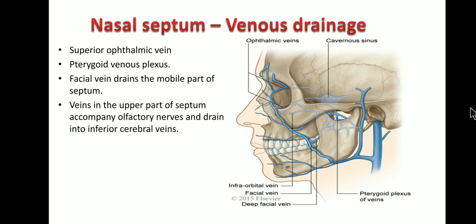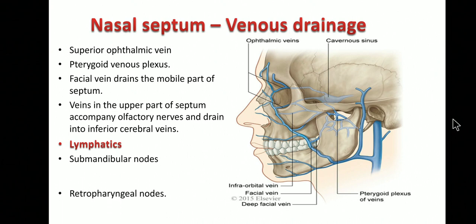Now sometimes sudden severe bleeding in elderly hypertensive patients might be due to rupture of these venous communications, that is, the superior ophthalmic veins or the inferior cerebral veins. This rupture is actually a safety phenomenon to reduce the increased intracranial pressure. So when these veins rupture, you see bleeding from the nose. The lymphatics mainly drain into the submandibular nodes and retropharyngeal nodes.